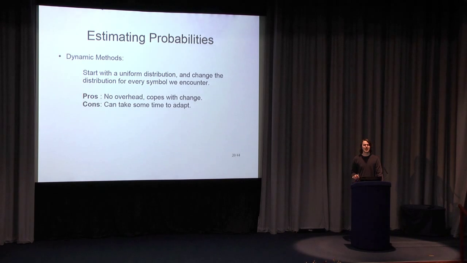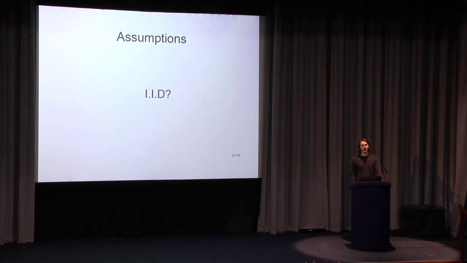Solutions to this are dynamic methods. Dynamic methods start with a uniform distribution, or again, an agreed upon distribution. But as they encounter data, they'll update their distribution. Every symbol they see, they change how they model the data. This gives us some form of adaption, which is useful. And again, there's no overhead with sending a table. The decoder, as it decodes, can adapt in the same way. Another assumption I made, when I said they were identically and independently distributed, was that they were actually independently distributed.